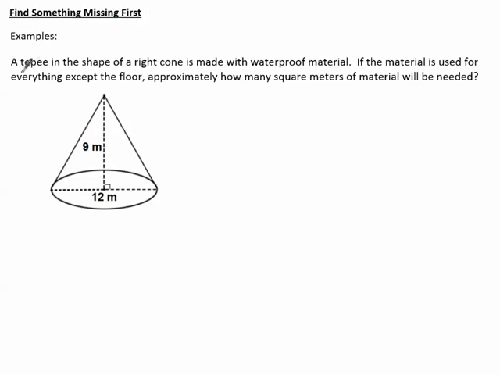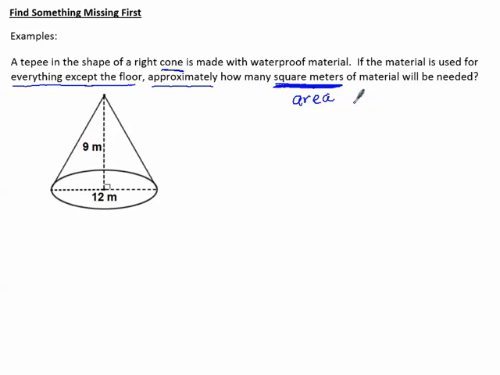For example, a tent in the shape of a right cone is made with waterproof material. If the material is used for everything except the floor, approximately how many square meters of material will be needed? Notice they didn't say anything like find the area, find the volume. We have to determine which thing we're going to find by some key words. Often when we look at the units of measure, that can help us. So remember that square units is a measurement for area.